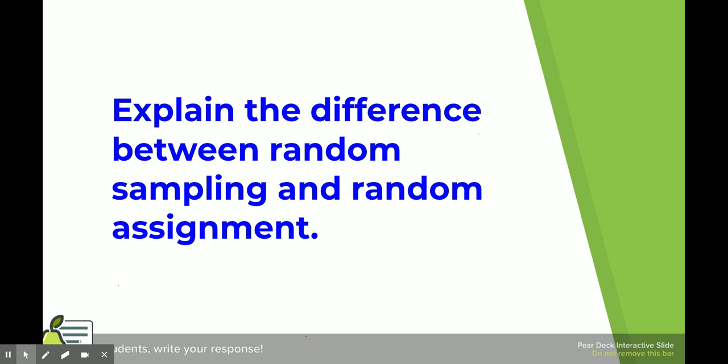Okay, some key things you want to look for in your definition. Random sampling is literally randomly selecting people out of the population to participate in your survey, where everyone in the population has an equal chance of being chosen. Random assignment is specific to experiments, where I'm randomly, coin flip, draw a number, whatever the selection process is, assigning them to either the experimental group or the control group. So random assignment is only done with experiments.